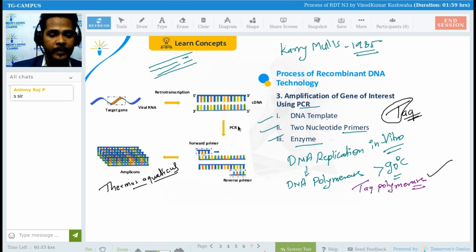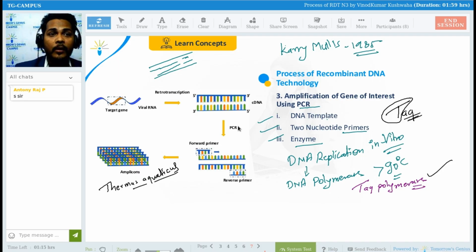Taq polymerase. What is Taq polymerase? It is a DNA polymerase, which is generally used in the PCR process, right? It is isolated from the bacteria, and that bacteria is called Thermus aquaticus. So now these are the enzymes.